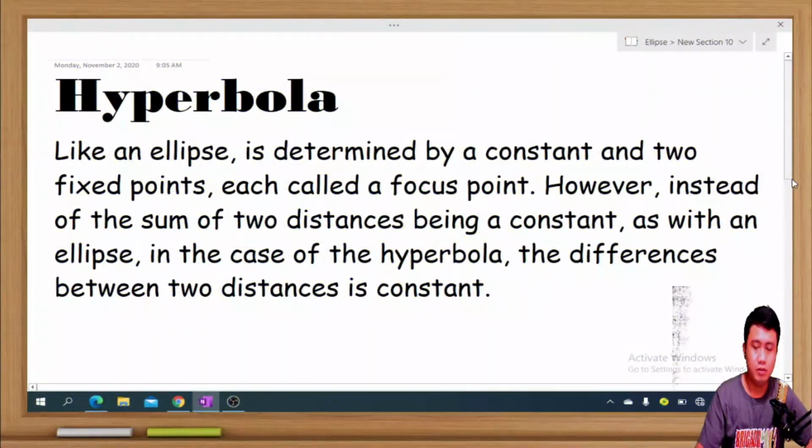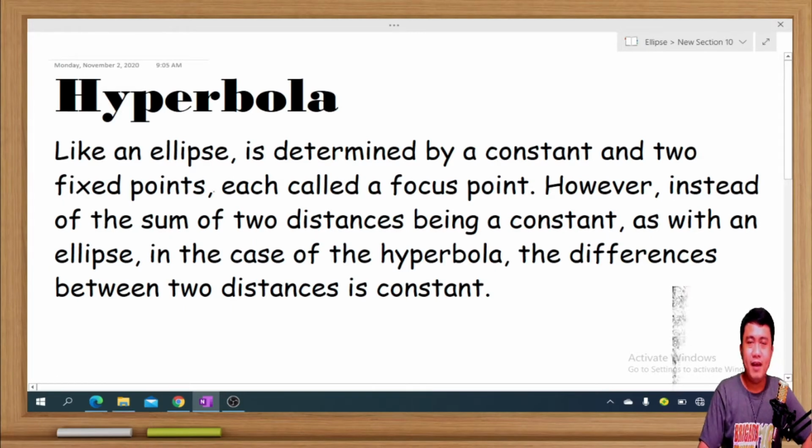If we're going to discuss first what we call hyperbola. Like an ellipse, hyperbola is determined by a constant and, of course, two fixed points, each called a focus point. However, instead of the sum of the two distances being a constant, as with an ellipse, in the case of the hyperbola, the difference between two distances is constant.